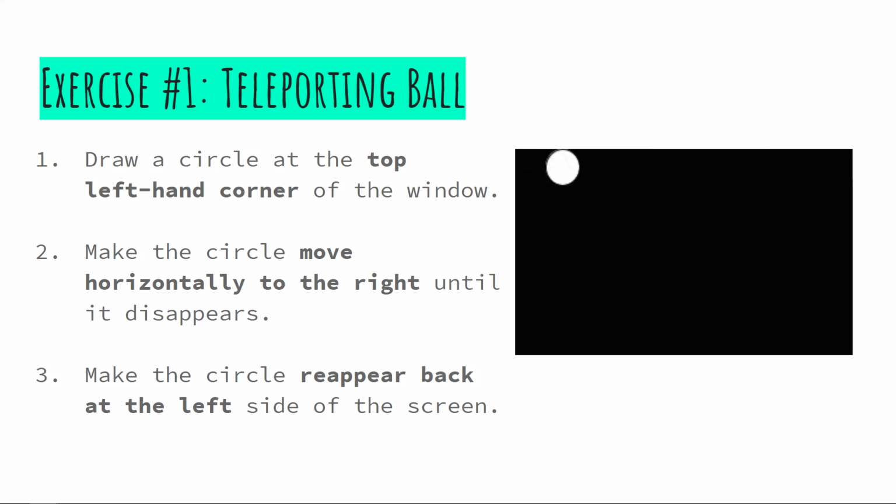And that brings us to the first exercise of the evening. The exercise is to draw a circle at the top left-hand corner of the window, make the circle move horizontally to the right until it disappears, and then make the circle reappear back at the left side of the screen. We will send you all to your breakout rooms so you can work on that with your mentors. If you're not in a breakout room, just type which room you're supposed to be in.